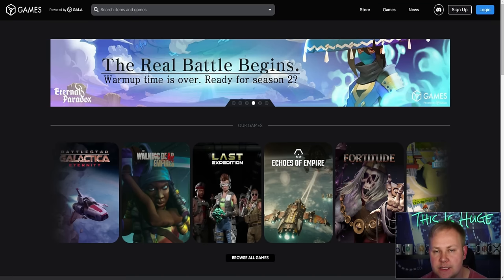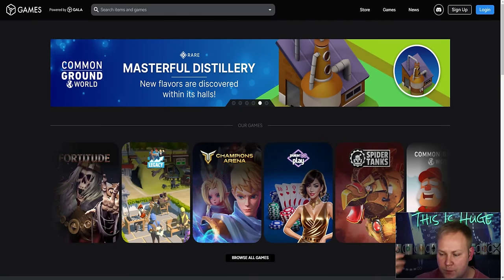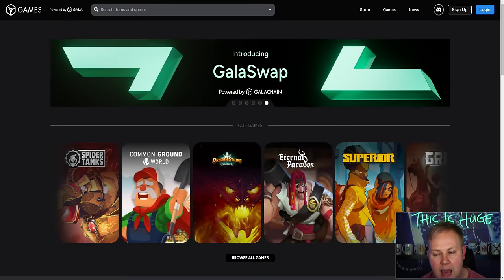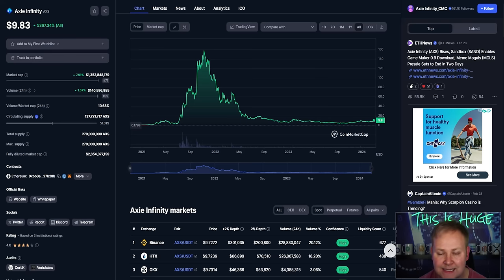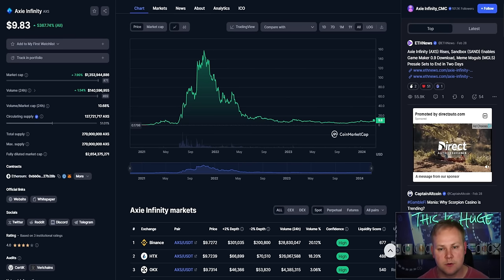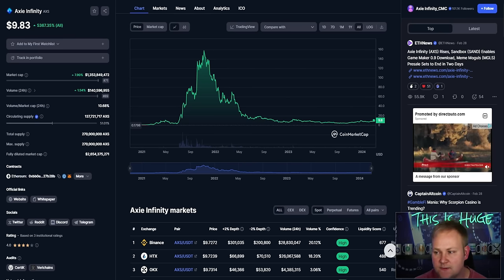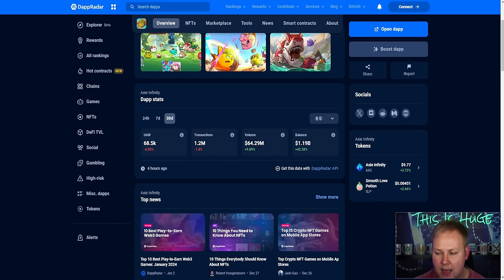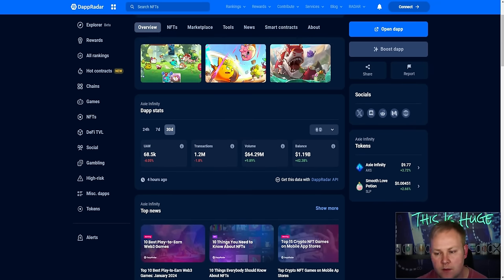The Gala ecosystem continues to grow. I think when the gaming sector gets back to its prior all-time hype and popularity, Gala is going to be at the forefront of it. Axie Infinity, I know a lot of people don't talk about Axie. It's a crypto game, and there are multiple crypto games, but Axie was one of the most successful in its time. Axie still has quite a high level of people playing the game. You can see the volume over the last 30 days is up almost 10%.